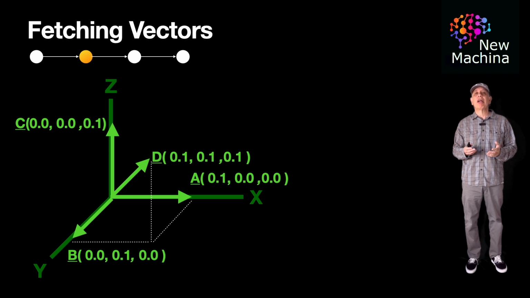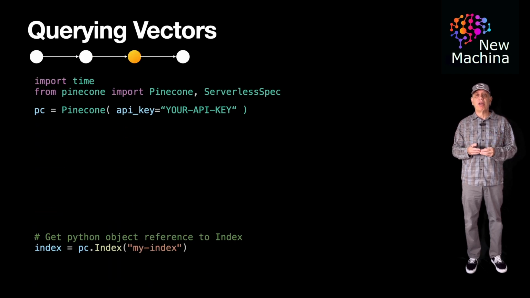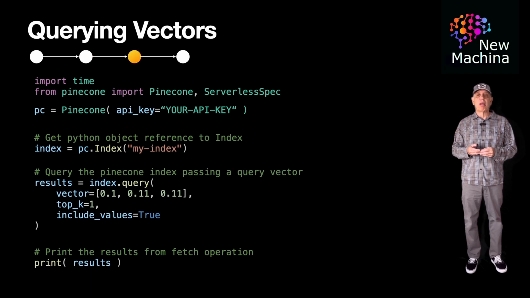So how do we query vectors from a Pinecone index? Well, it turns out this is also pretty easy. Here's a Python script that performs a query operation. The first parameter is the query vector that you're searching for similar vectors to. This should be the same dimensionality as the vectors in your index. The second parameter is top k, which is the number of the most similar vectors you want to retrieve.